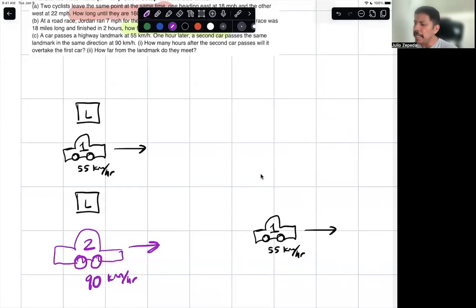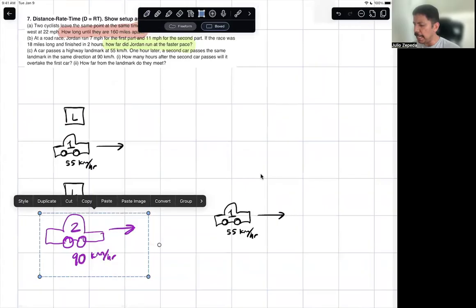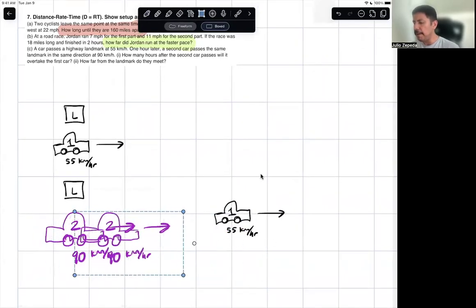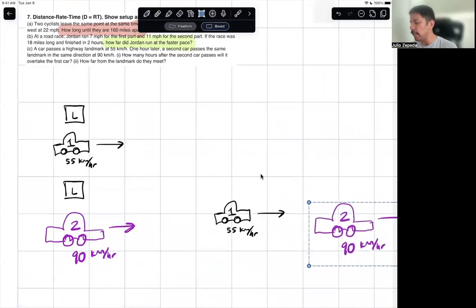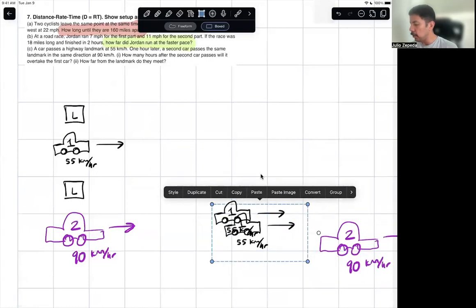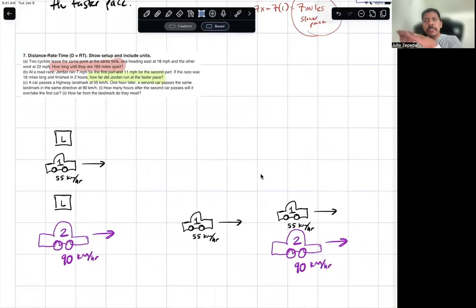So how many hours after the second car passes will it overtake the first car? What we want to know is how much time it will take for this second car, since it's traveling faster, to eventually catch up to the first car. They will be lined up, right? Car two is going to overtake car one. At that moment, they will be exactly the same distance from the landmark.